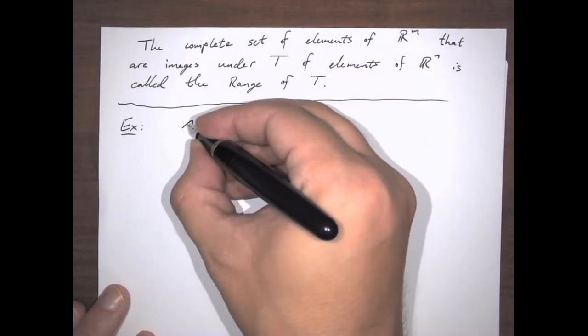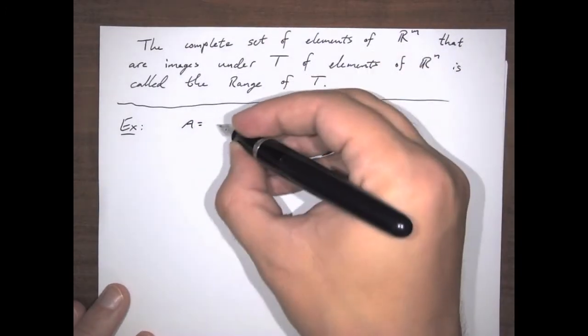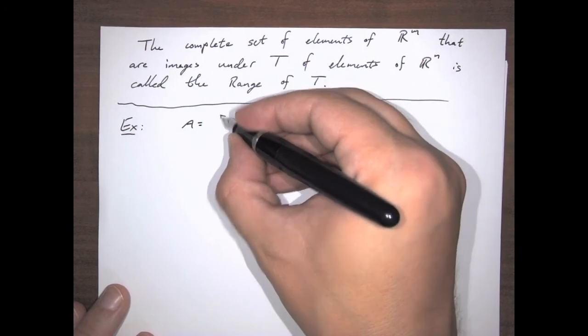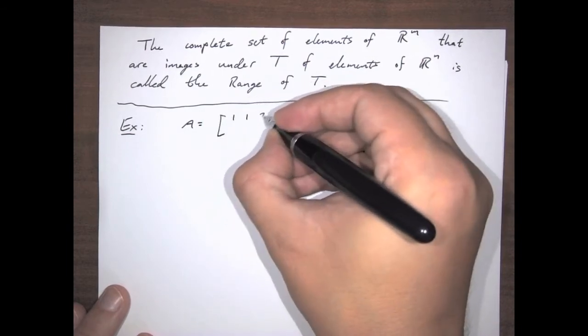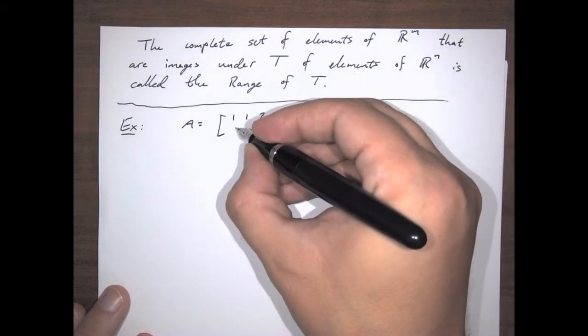So let's take as an example just a matrix. We'll make it a 2 by 3 matrix. So A, which equals 1, 1, 2, 0, 3, 9.